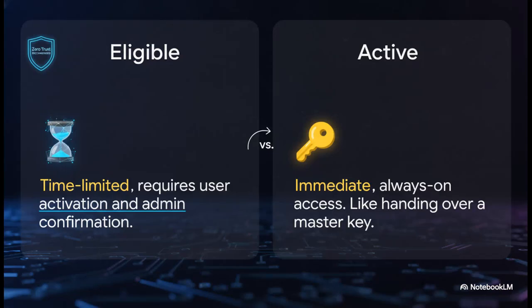Now, when Privileged Identity Management, or PIM, is activated, you face a really crucial choice for those assignments: eligible versus active. Think of it like physical building security. An eligible assignment is basically like a temporary visitor pass. It's time-limited, it requires the user to actively request access, and it usually needs an administrator to confirm it. Active, on the other hand, that's like handing over the master key. It's immediate, and it's always on. So for a true zero-trust environment, eligible is absolutely what you want to aim for.